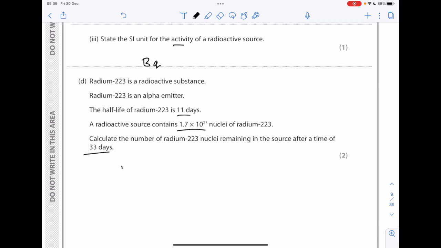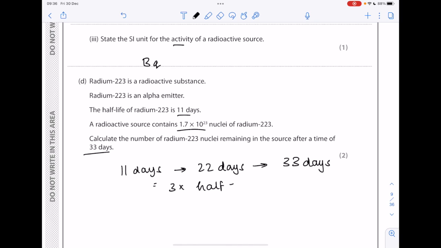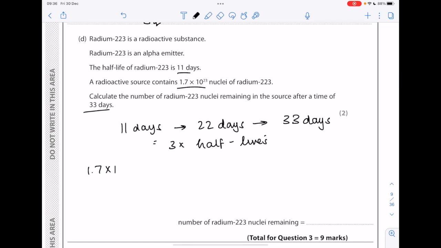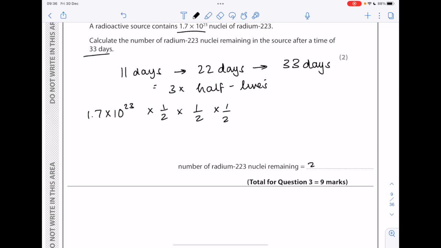So first of all, we need to work out how many half-lives must have taken place in 33 days. We know each half-life takes 11 days. So this is the equivalent of 3 half-lives, which means we take that activity of that radioactive source and halve it 3 times. Once you've done that, you get an answer of 2.1 times 10 to the 22 to 2 significant figures.